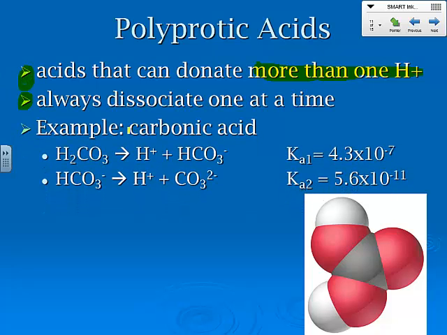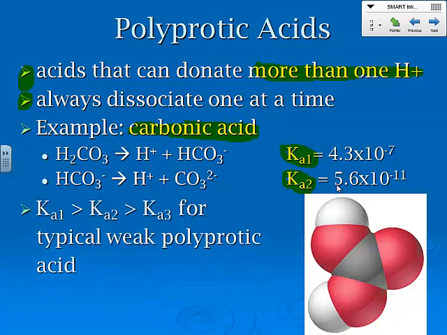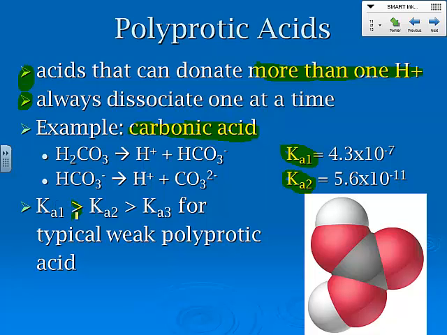So for example, carbonic acid, H2CO3: step 1, the Ka is 4.3 times 10 to the negative 7th, and you'll notice it says Ka1. Step 2 is 5.6 times 10 to the negative 11th. So you have different Ka values, and Ka1 is always going to be stronger than Ka2, than Ka3 for a typical weak polyprotic acid, and it just all has to do with the attraction. If it kicks out more hydrogen ion, it has to do with equilibrium.